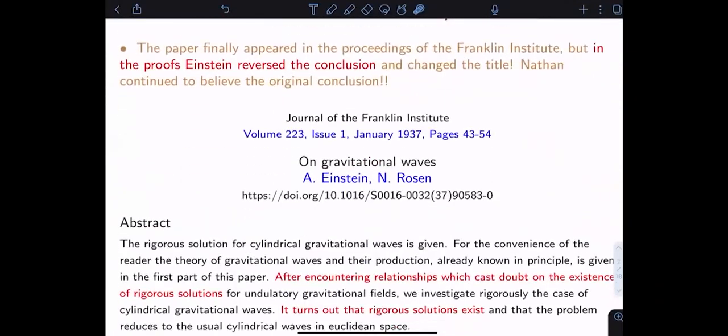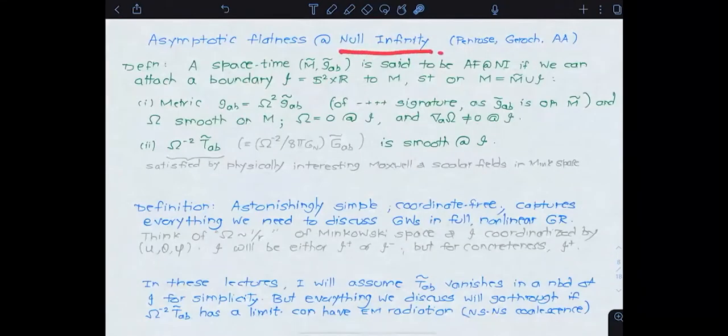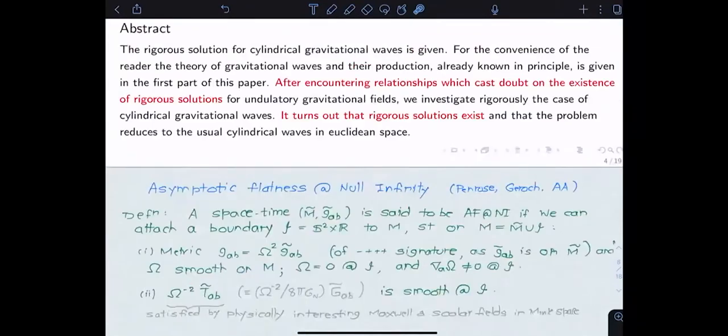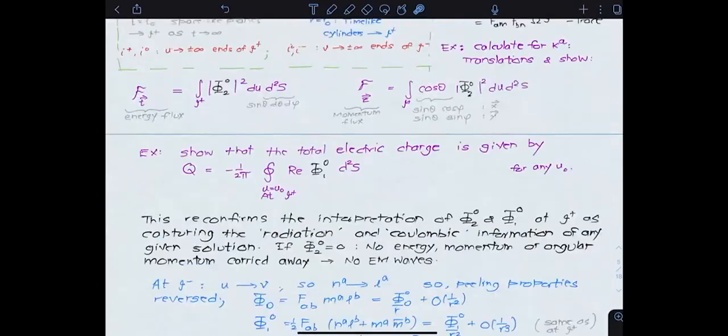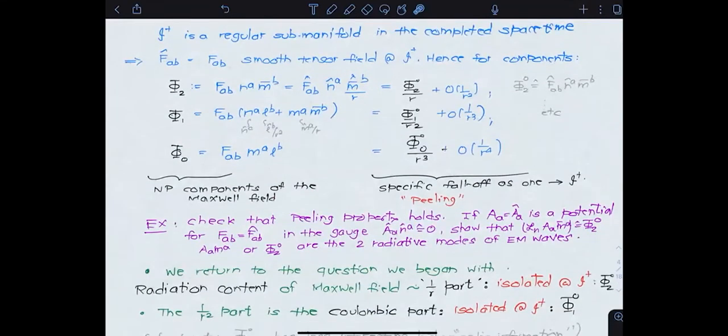So what I'm going to do now is to tell you about how this was clarified, but using the formulation of null infinity that we used for the Maxwell case. And this is really the definition first given by Penrose and then refined by Geroch and me over several years. And the final definition is remarkably simple. So what we're doing is first of all defining what we mean by asymptotic flatness at null infinity. And what we're doing in this procedure is to really take the definition that we had at scri, right?